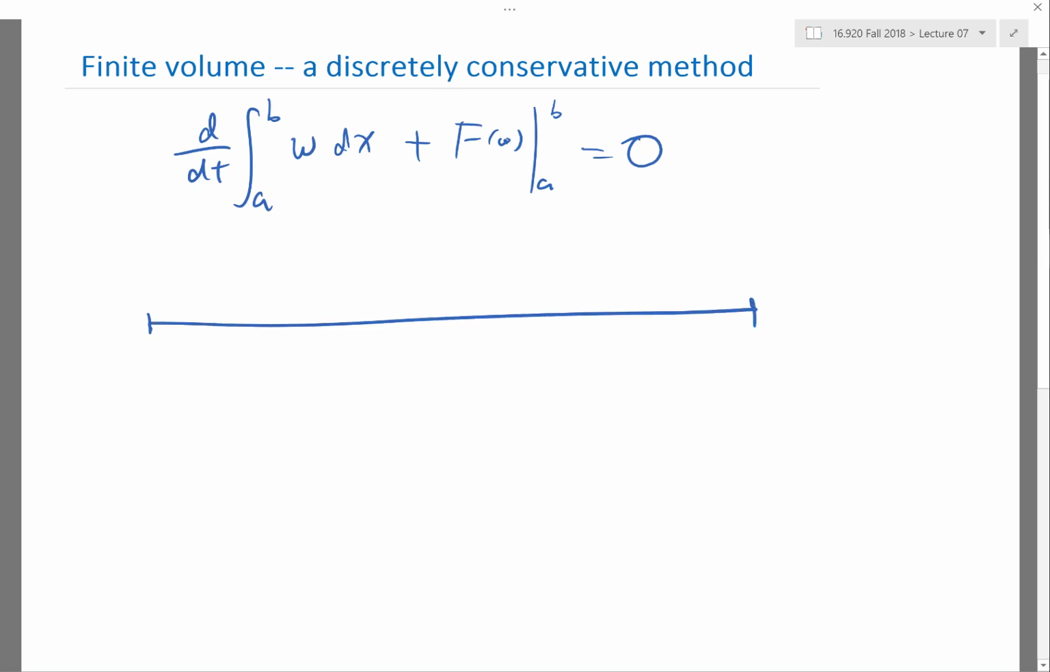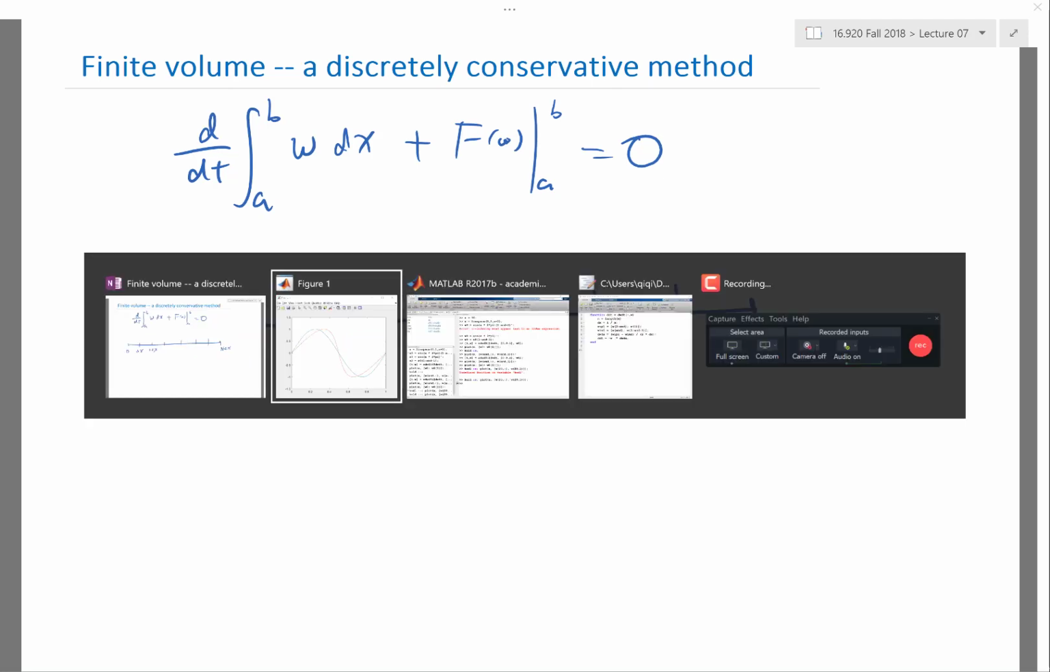Now, in finite volume, we have a similar type of grid, right? We have 0, delta x, 2 delta x, up to n delta x. But what we do on the grid to the solution is completely different.